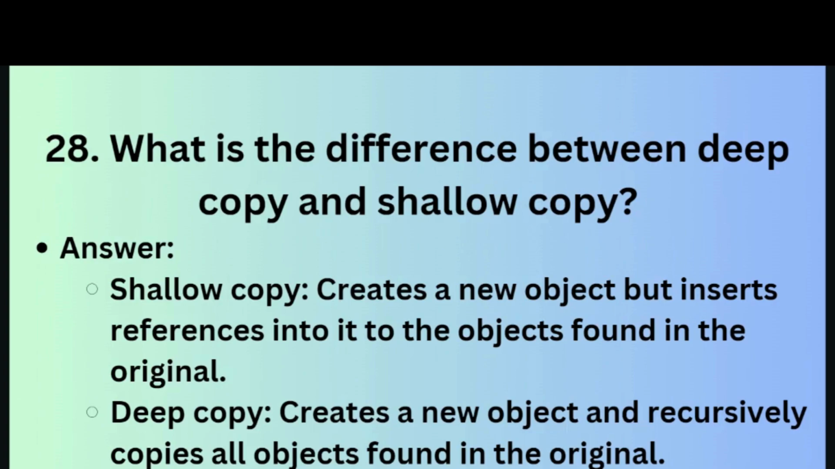Shallow copy creates a new object but inserts references into it to the objects found in the original. Deep copy creates a new object and recursively copies all objects found in the original.